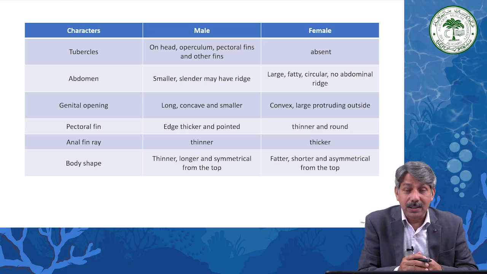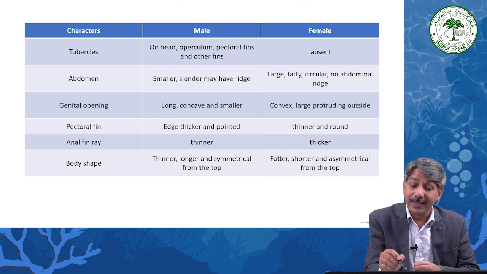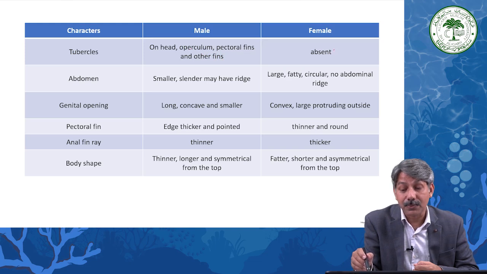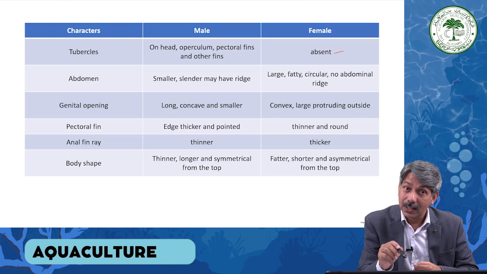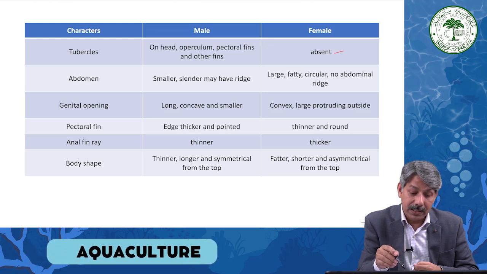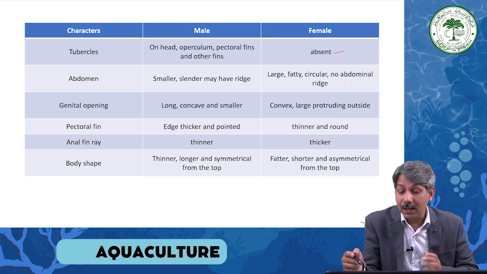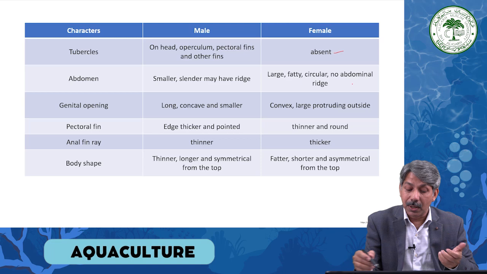These are some of the male and female characteristics that you can notice in case of goldfish. Tubercles on head of the male, operculum, pectoral fins and other fins you can find tubercles. In case of female, it is absent. This is one of the important characteristics in case of goldfish for male and female identification. Abdomen is smaller, slender, may have ridge, but in case of female, swollen belly, as in case of other carps. Large, fatty, circular, no abdominal ridge.